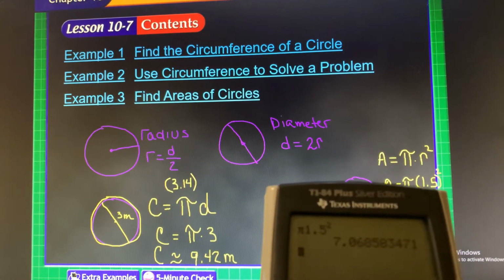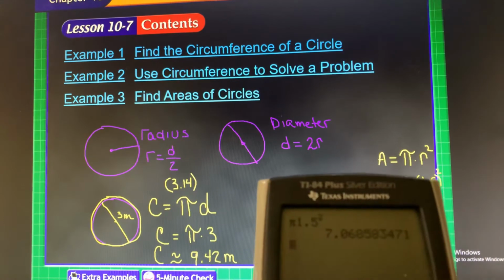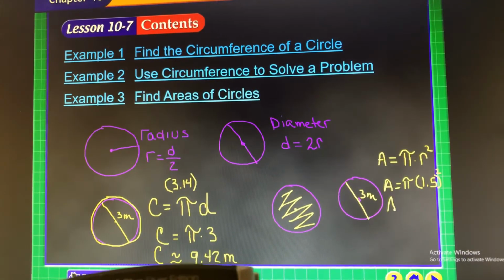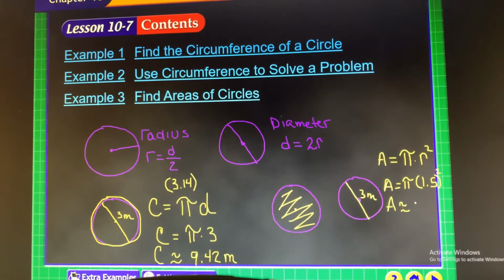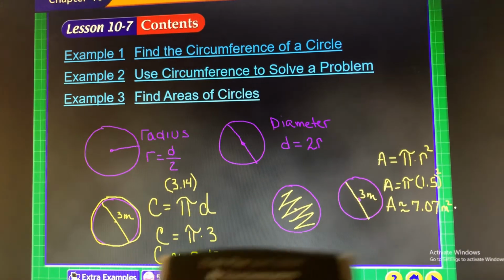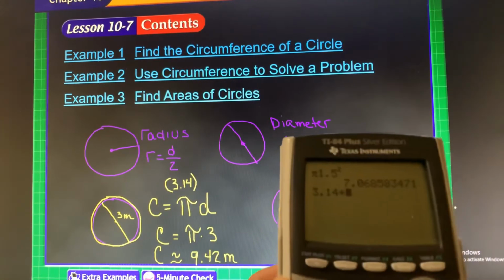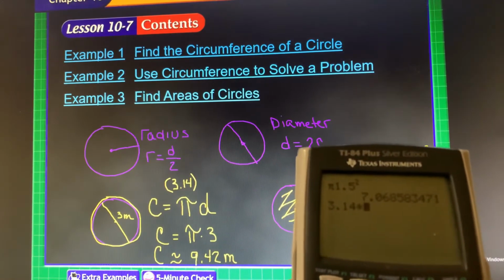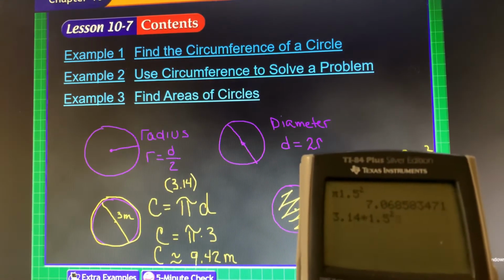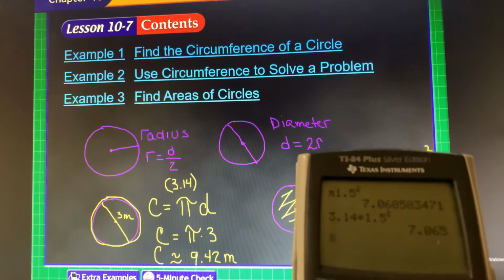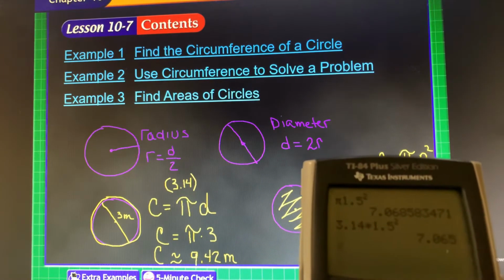5 or above, give it a shove. 4 below, let it go. So this one would be area is approximately, again, because remember, irrational, 7.07 meters squared, because it's area, and area is always in squared units. Let me show you on the calculator. The back of your book may have it as 3.14, and then you would do times 1.5 squared and hit enter. And there you go, 7.07 again.